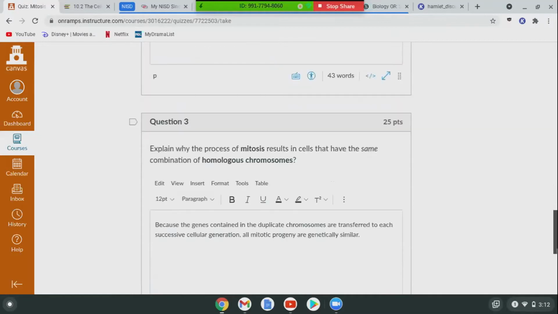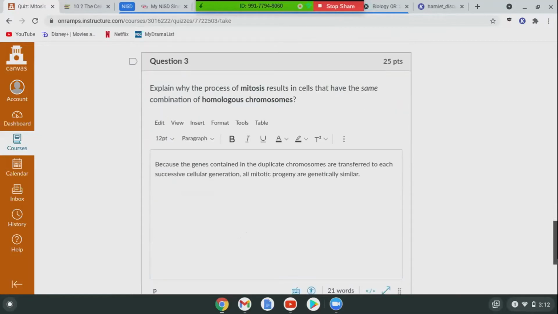Then our third question is, explain why the process of mitosis results in cells that have the same combination of homologous chromosomes. Because the genes contained in the duplicate chromosomes are transferred to each successive cellular generation, and all mitotic progeny are genetically similar. Okay, very good.